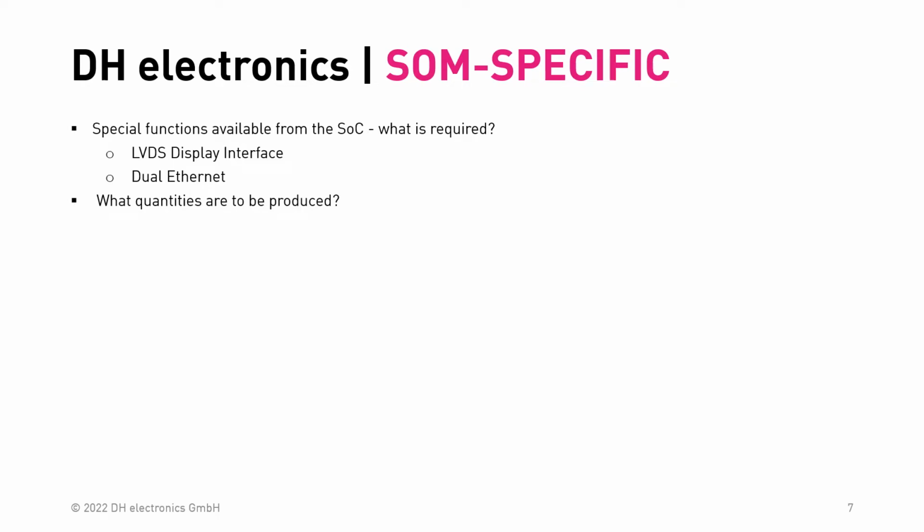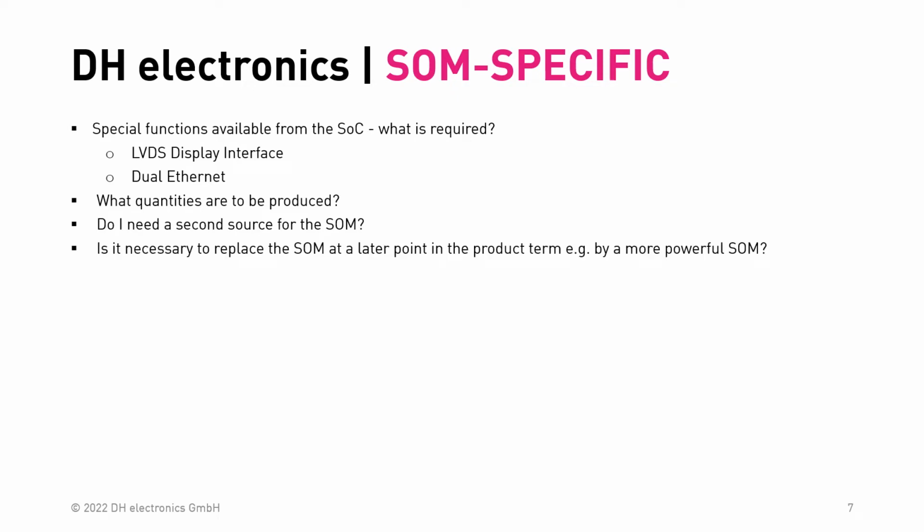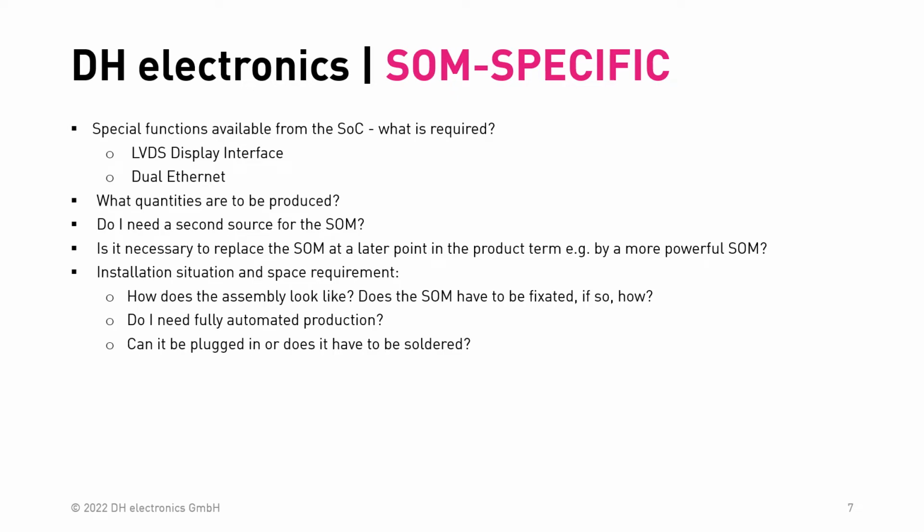What quantities are to be produced? This belongs a lot to the form factor, maybe solderable or pluggable. If you have higher quantities, maybe a solderable solution is a good idea. Do I need a second source for the SOM? If yes, then maybe an industry standard would be a good idea. Is it necessary to replace a SOM at a later point in the product term by a more powerful SOM, or for some other reason? If yes, it would be a good idea to select a standard, then it is replaceable, vendor standard or industry standard.